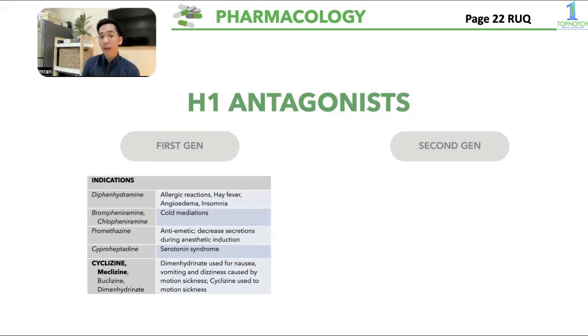Kung pansinin niyo, nung bata ako lagi kong pinapansin yan. So sa Neozep, mga ganyan, napapansin ko siya chlorpheniramine, meron pa nga phenylpropanolamine, although it's not an antihistamine, no? So yan yung mga nasa cold medications natin. And then your cyproheptadine is also a type of antihistamine, pero it can be used for serotonin. It can be used for serotonin syndrome.